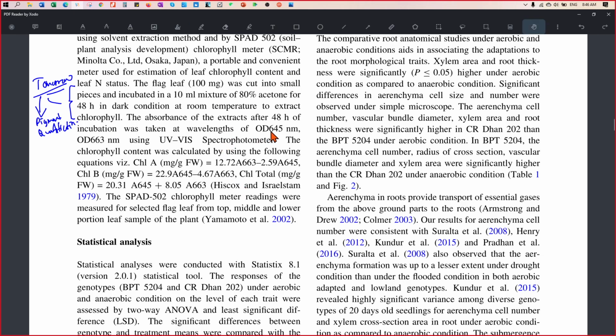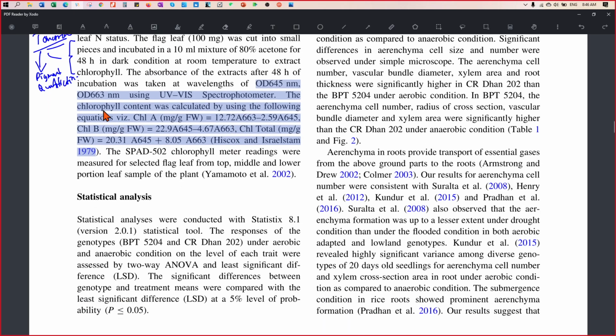And then they told how they came up with the calculation of the chlorophyll. So this is the equation that they use from this author. Okay, so the SPAD chlorophyll meter reading was measured for selected flag leaf. So they also mentioned the position of the leaf, where they use the top, middle, and lower. This SPAD machine is like a clip. Okay, you clip this equipment on the leaf, and then the equipment will tell you the relative amount of chlorophyll.